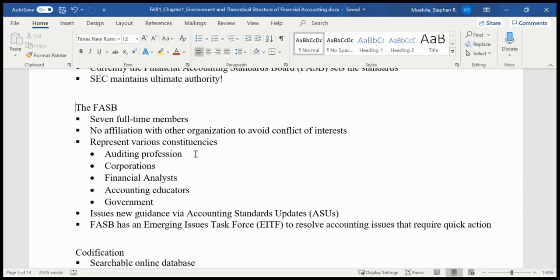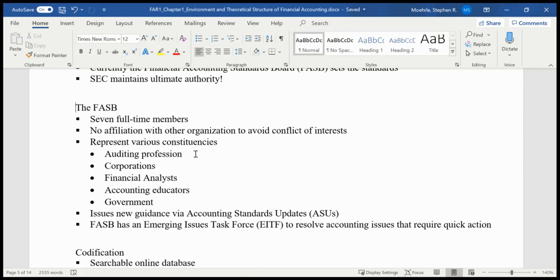There is a member from the auditing profession. There are members from corporations. We call those preparers. There are financial analysts. Remember that upper right box on our picture? That's where financial analysts rest, as well as the financial intermediaries. There's an accounting educator on it at all times. Currently, that's Dr. Christine Bodison, as I speak in 2024. And there's also a member from government accounting.